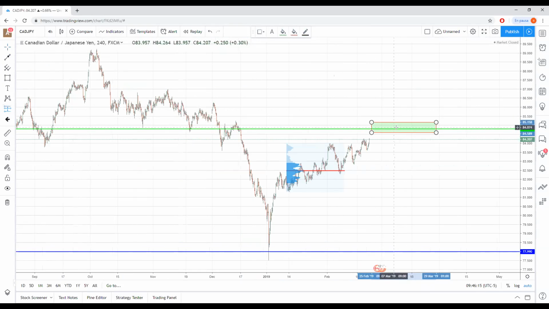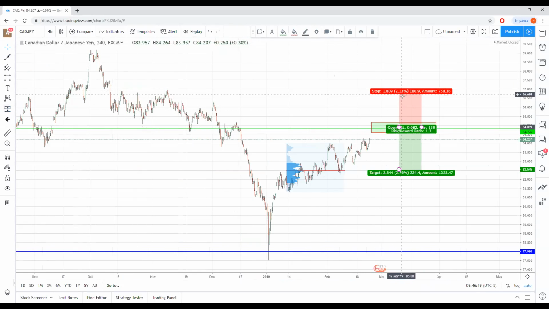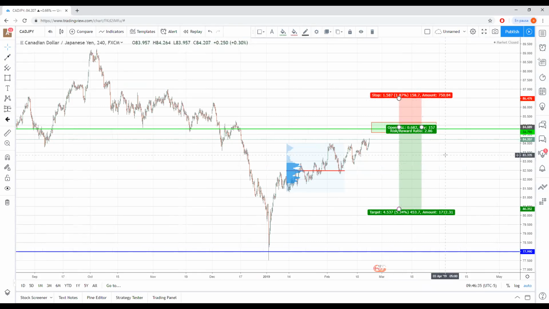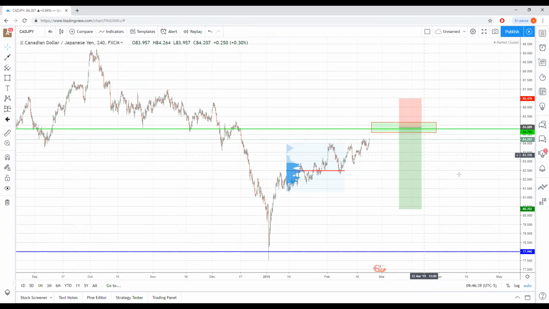Let's say we can enter around this area. We can see a trade around here, and we want to see profits around 80.35, with a stop loss around 86.47. So this would be almost a 3-to-1 risk to reward ratio. So this could turn out to be a quite nice trade.